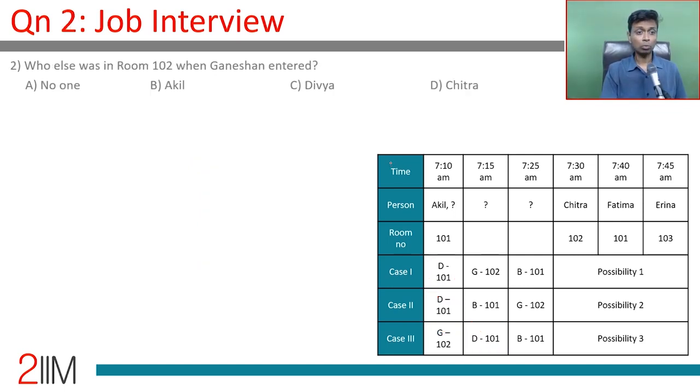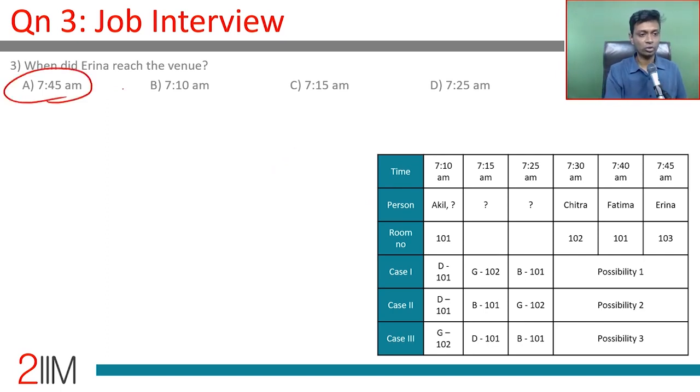Who else was in room number 102 when Ganeshan entered? G and C are in 102, but Ganeshan is the first to enter. Who else was in room number 102? No one was in. Ganeshan is the first one to enter 102. Then Chitra joins him. When did Irina reach the venue? At last, at 7:45, this choice. She's in room number 103 and she's the last to arrive at 7:45 a.m.